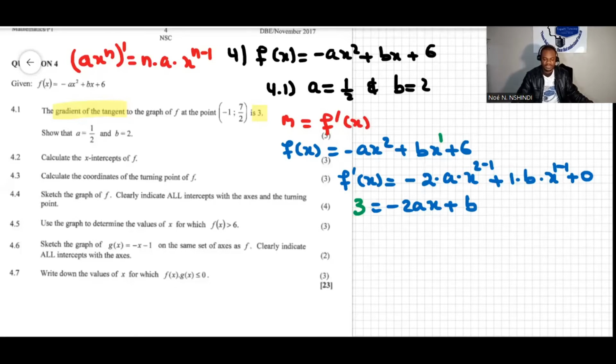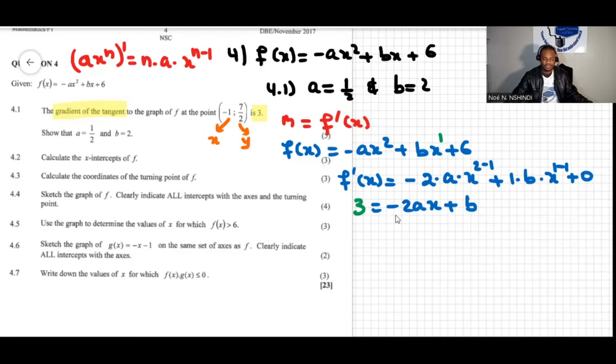Now it is also said that it is the gradient of the graph at the point (-1, 7/2). You know that the coordinates of a point are x and y. Because the tangent passes through this point on the graph, we can sub in the value of x as negative 1, and the value of y as 7 over 2.